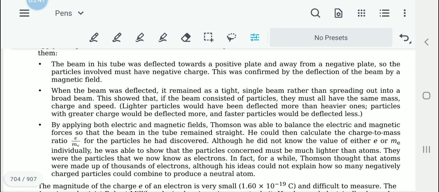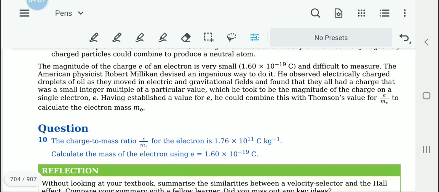Initially, he thought that all the atoms were made up of electrons, but we know that it is a combination of negatively and positively charged particles in a neutral environment. The charge of the electron, as you know, 1.6 × 10^-19 coulomb, is extremely difficult to measure.